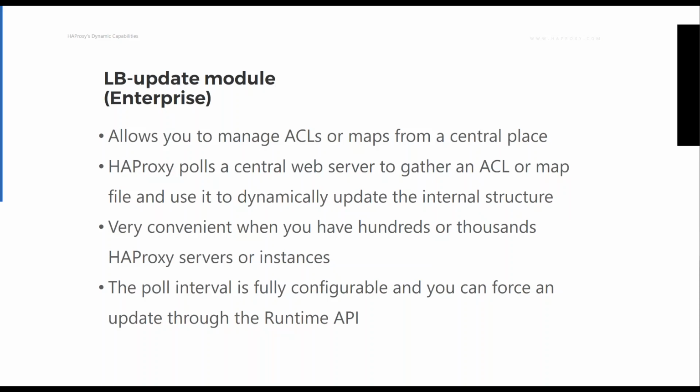So the module will ensure that once HAProxy starts, even if it was unavailable, it will download this map file on start and start using it immediately. So all your toolset needs to do is make sure that the ACL or map file on the web server host is up to date to whatever you want it to be. The poll interval at which HAProxy polls this web server is fully configurable, and you can also force an update through the Runtime API.